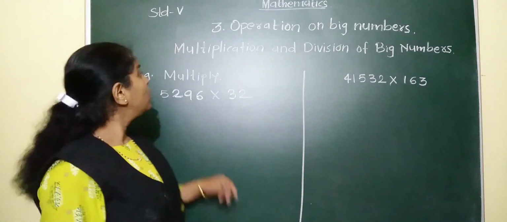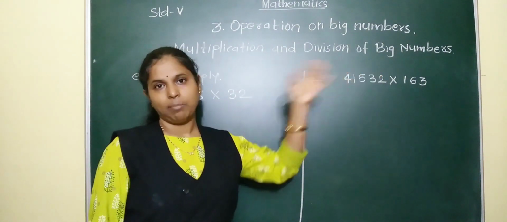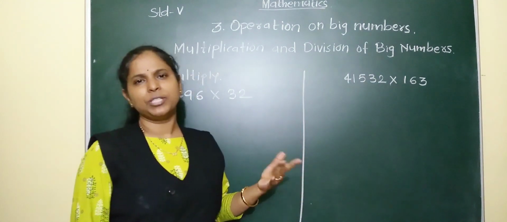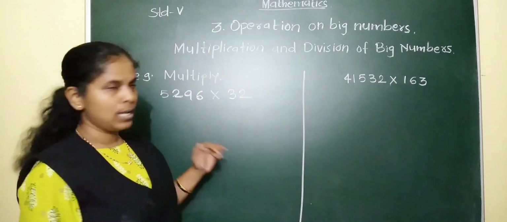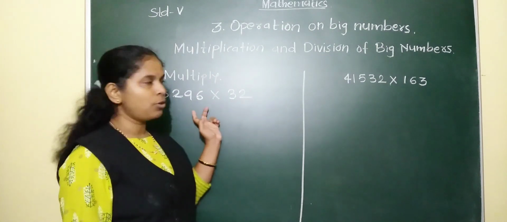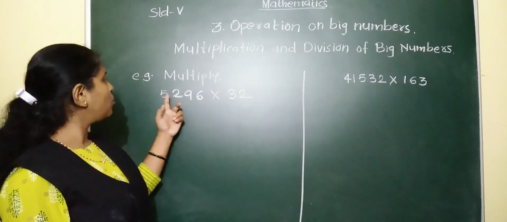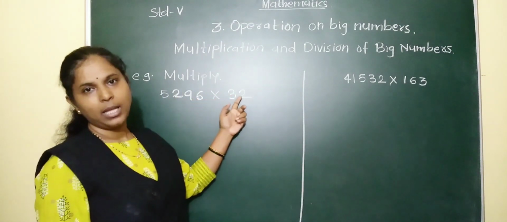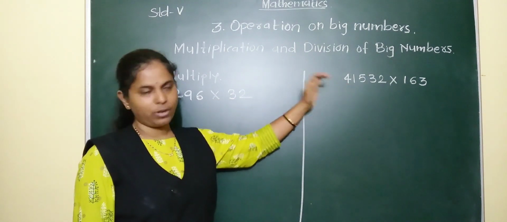Students, now we will learn multiplication and division of big numbers. Big numbers means 4-digit numbers, 5-digit numbers, 6-digit numbers multiplication we are going to learn. Okay. Now, for example, one example I have written here: 5296 multiplied by 32. And this is another example that we'll solve afterward.